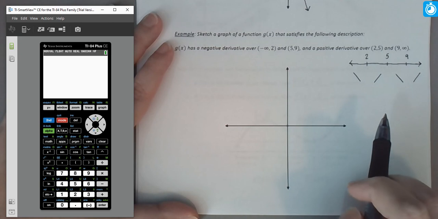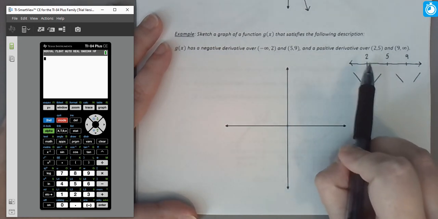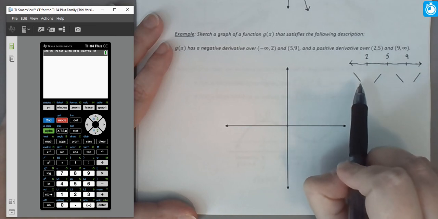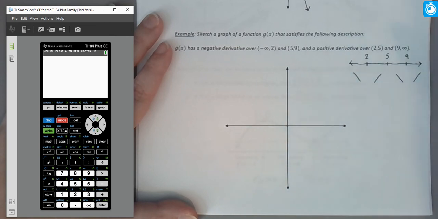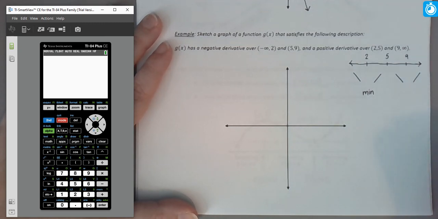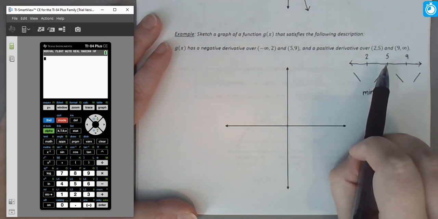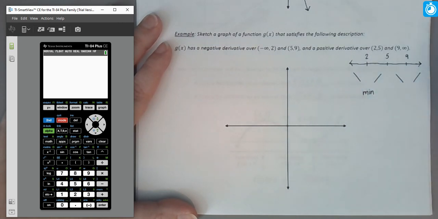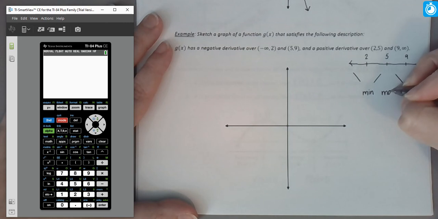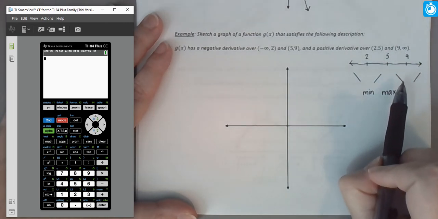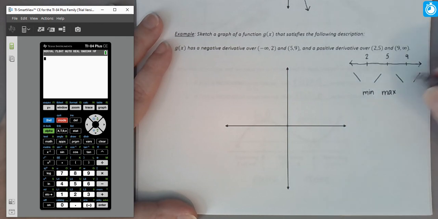What can we say about the extreme points? What can we say about the points at each of these x values? Well, at 2, we go from decreasing to increasing, which means we have a relative minimum at that particular location. At 5, we go from increasing to decreasing, which means we have a maximum. And then at 9, again, we go from decreasing to increasing, which means we have a minimum.